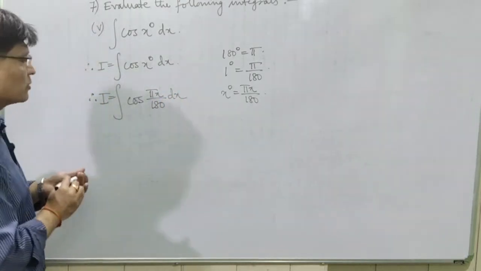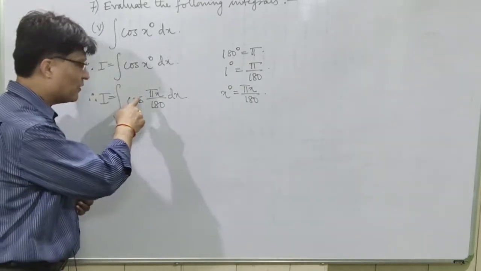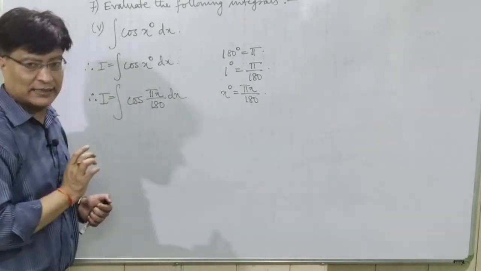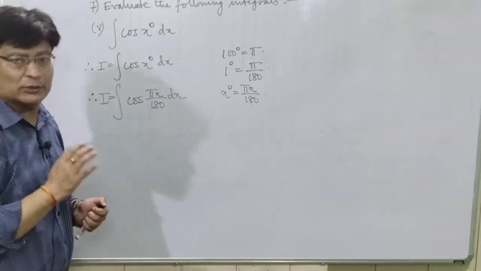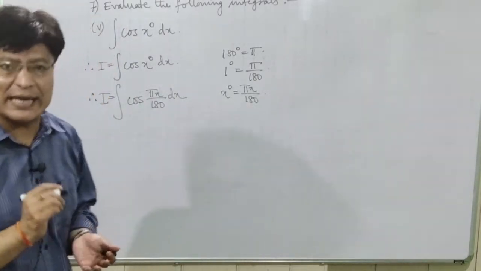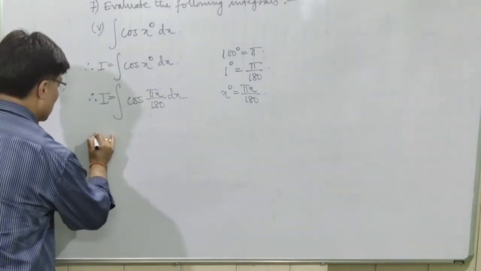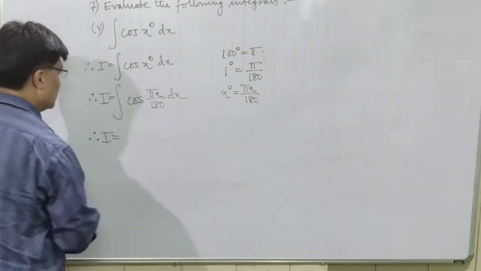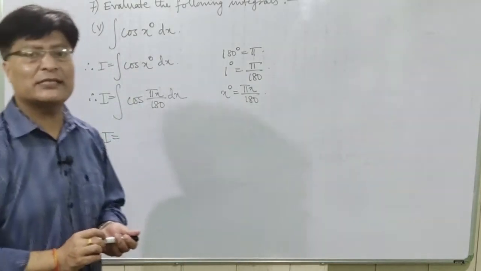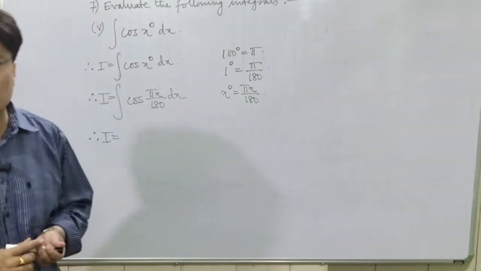Now it is just like your cos mx dx. What is the value for m? Pi by 180. Here m is pi by 180. So you can use the integration of cos mx dx. So therefore I is equal to, what is integration of cos mx dx? Differentiation of which function is sine?